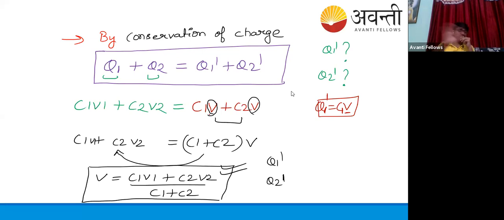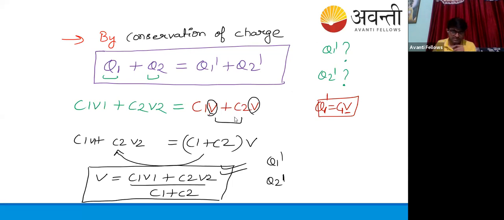We have got the common potential. Now we need to find Q1 dash and Q2 dash. If someone knows how to find it, you can text me that also. Sakshi is saying yes, Kiran is saying yes, Tejasvi is saying yes, Mamta is saying yes, Likita is saying yes. Okay.